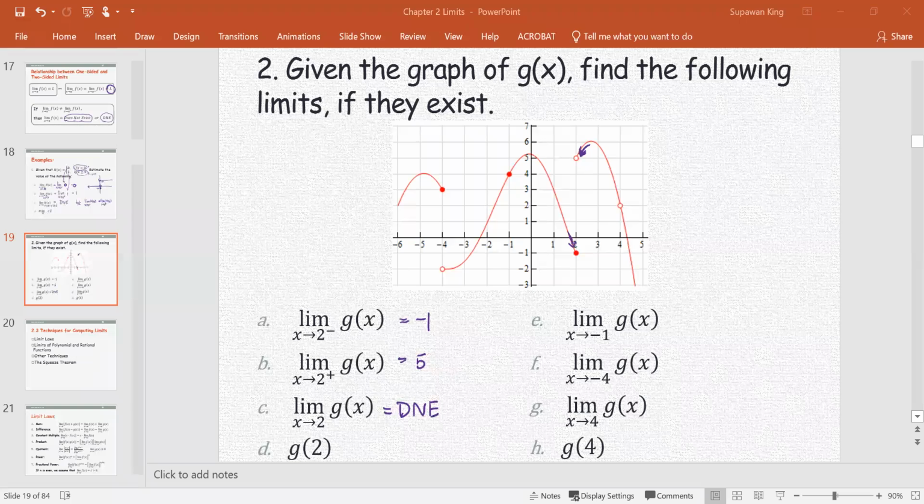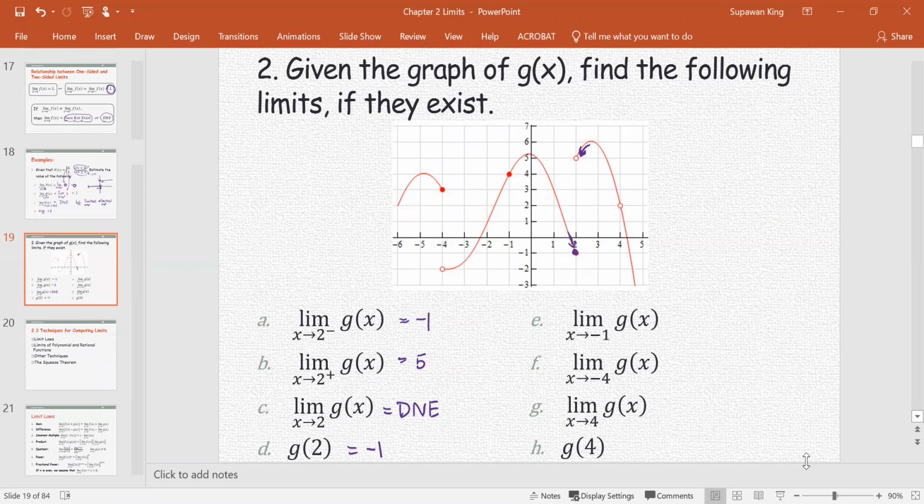Part D, we find the function value of g at x equals 2 from the graph. The function is defined as g(2) equals -1. For this example, in part C, the two-sided limit of g doesn't exist, while the function g is defined as -1 at x equals 2.